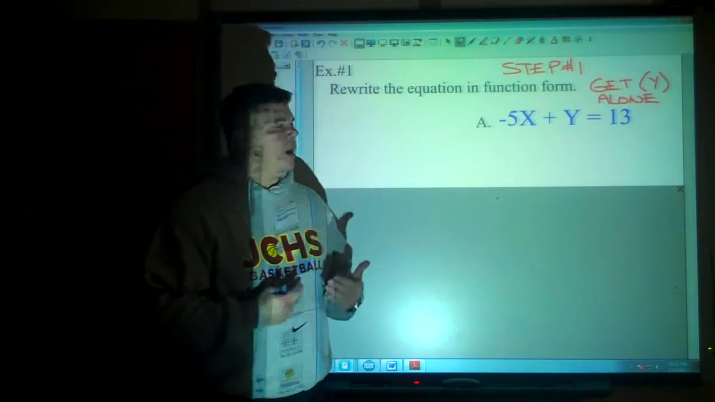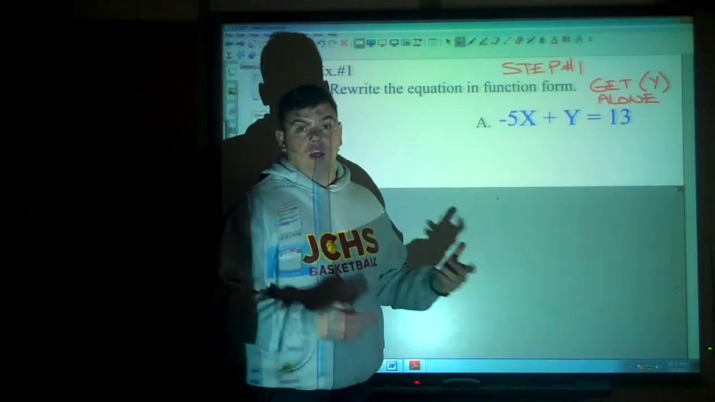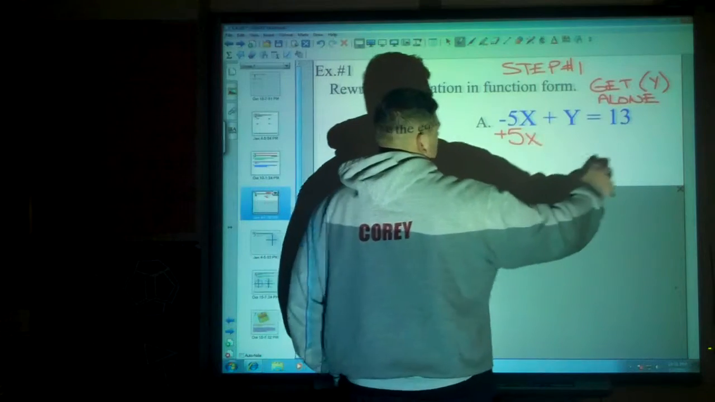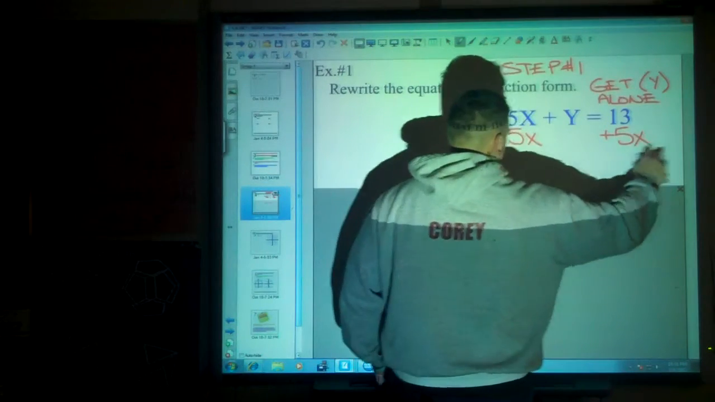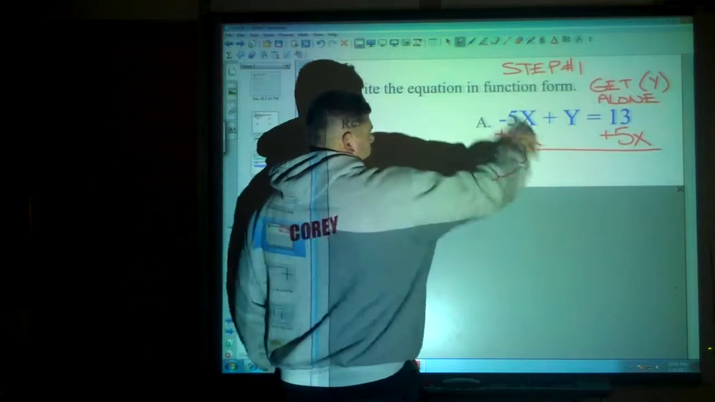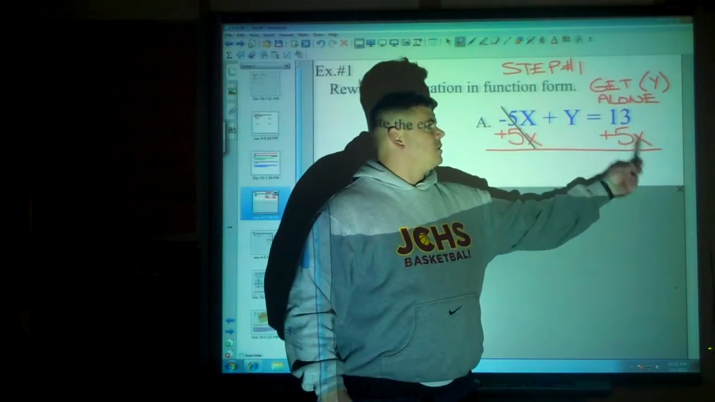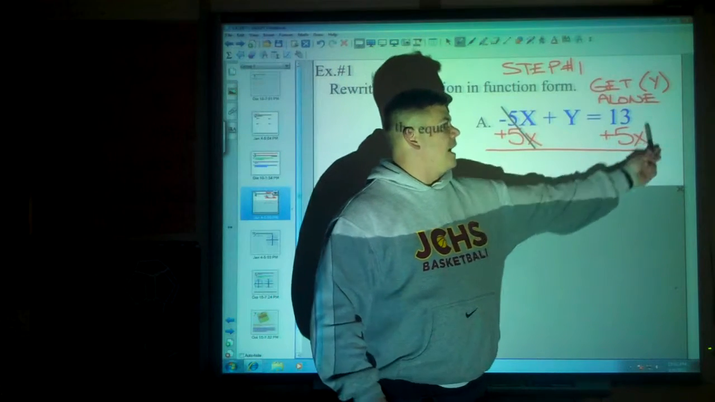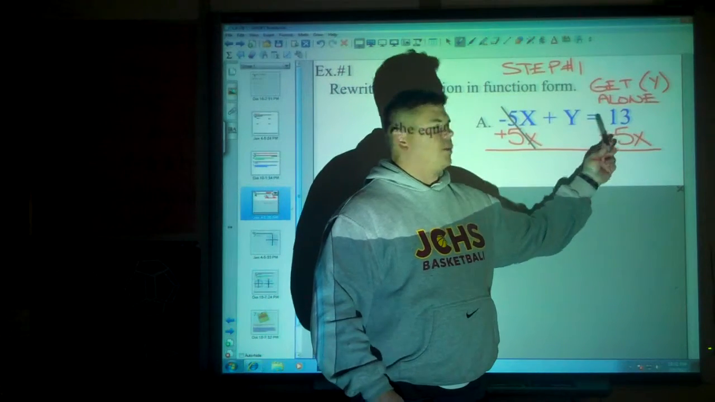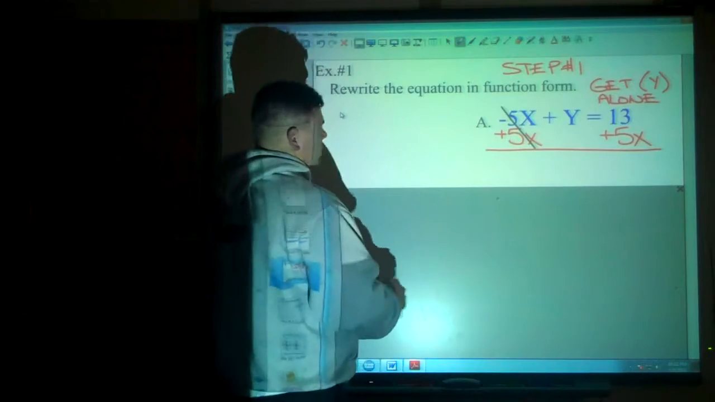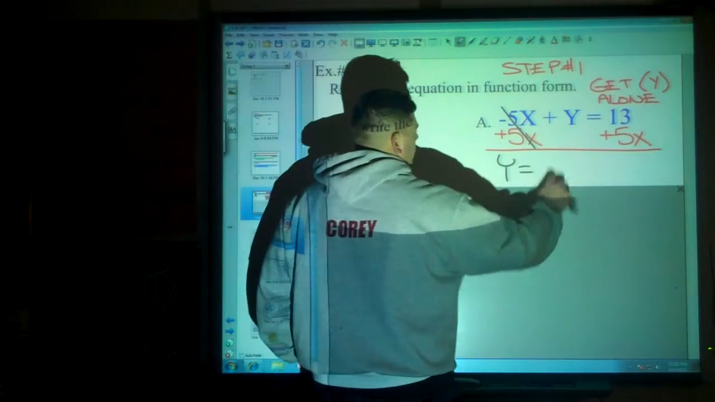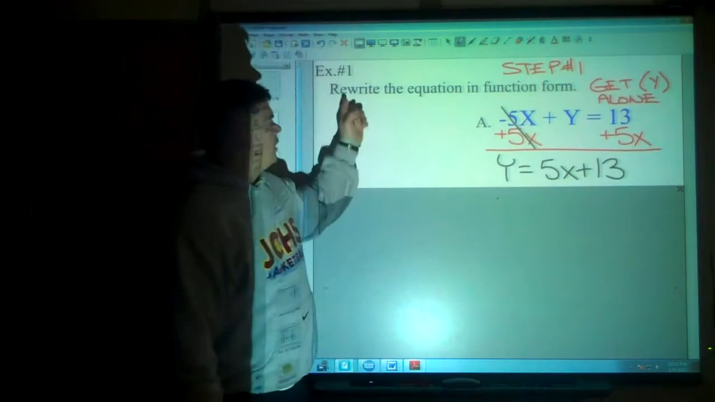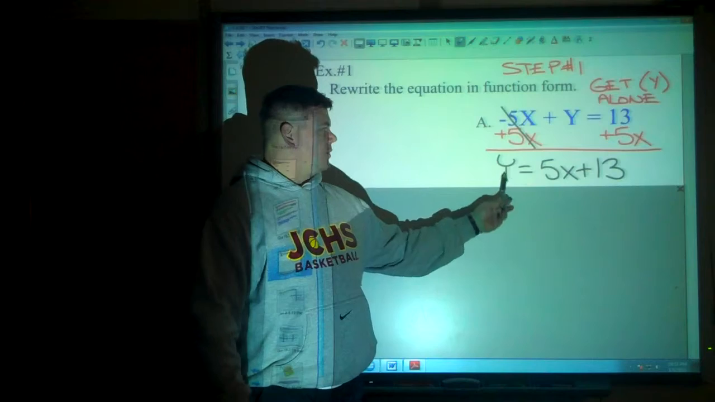So using inverse operations, what's the opposite of negative 5x? The opposite of negative 5x is positive 5x. So we add 5x here, and we have to add 5x over here. And be careful. This does not make 18x. These are not like parts. They will not add together. But because it's addition, you have a choice. You can either stick it after the 13, or you could stick it in front of the 13 because it's addition, and it doesn't matter the order for addition. So y equals 5x plus 13. We have succeeded in writing it in function form because we've got y alone.